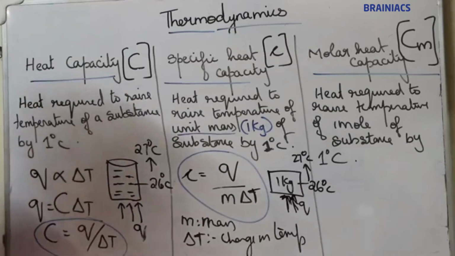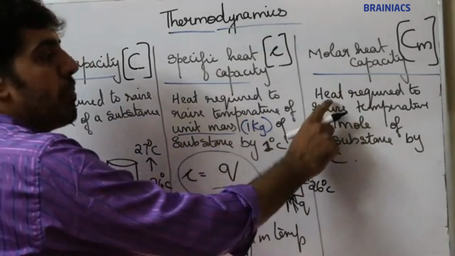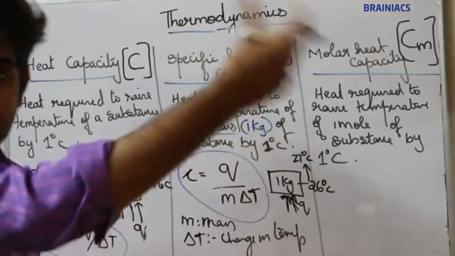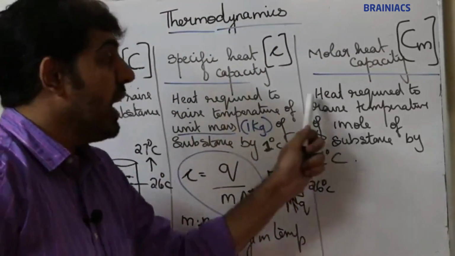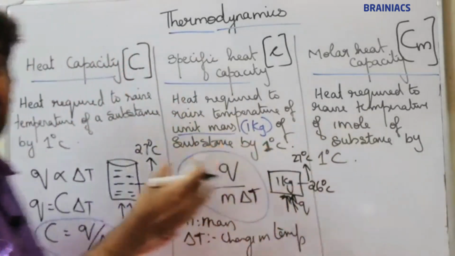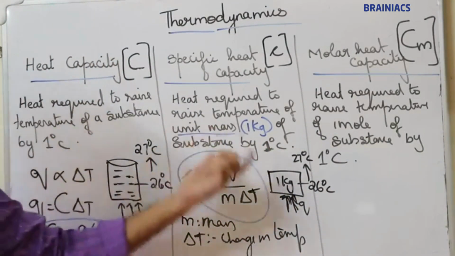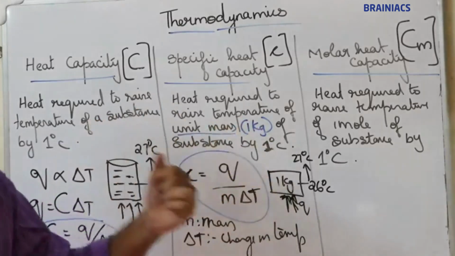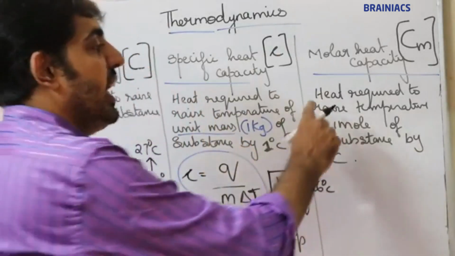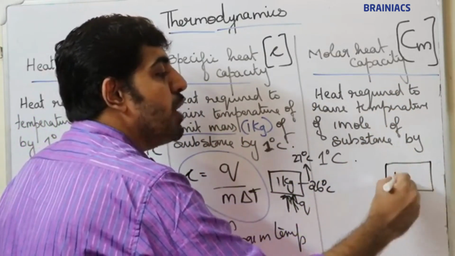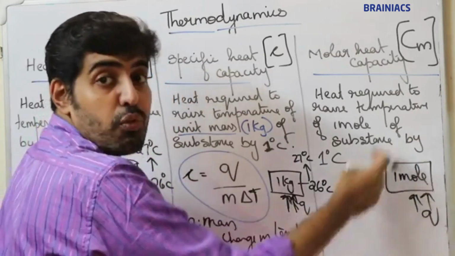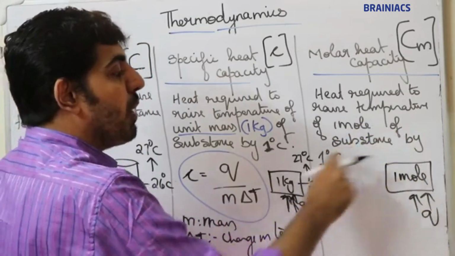I think it's clear. Now molar heat capacity. What is molar heat capacity? Specific heat capacity is the heat required to raise the temperature of 1 kilogram of substance by 1 degree Celsius. Molar heat capacity is the heat required to raise the temperature of 1 mole. We are considering 1 mole of substance. Here we are not specifying the mass of the substance, whereas in specific heat capacity we specify the mass as 1 kg. Here we are specifying the amount, and the amount is 1 mole. So it is the heat required to raise the temperature of 1 mole of substance by 1 degree Celsius.